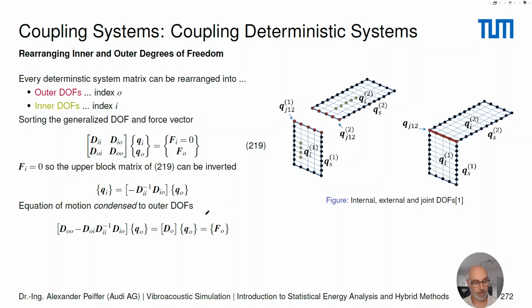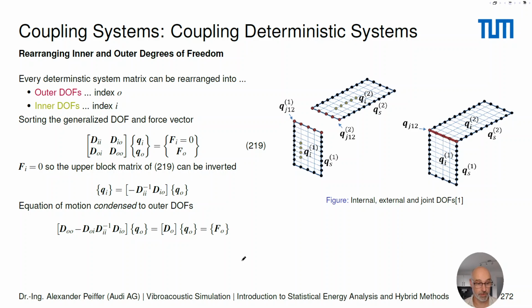If we then finally rearrange everything and use the lower part of the matrix, we can find a new formulation of this. So we have this combination of block matrices, but the good thing is that at the end of the day, we only formulated this in terms of outer degrees of freedom. So all the hidden interiors are now hidden in this outer stiffness matrix. And this is what we call condensation.